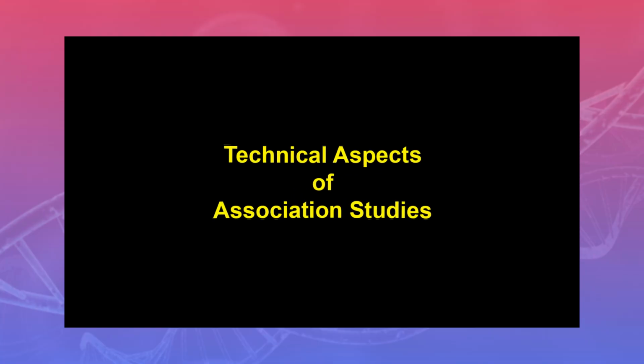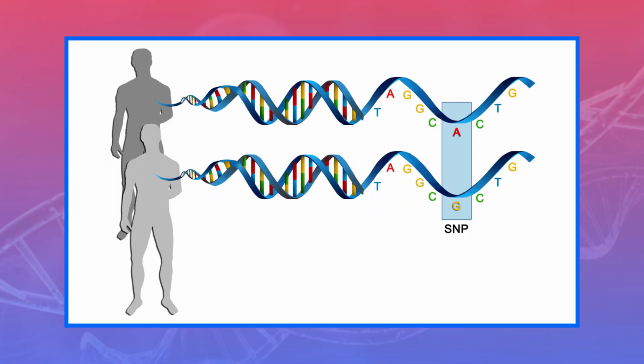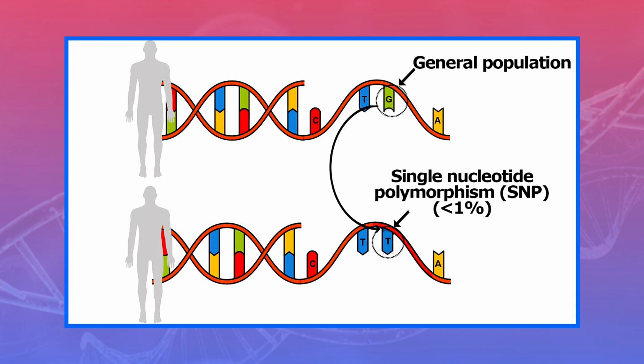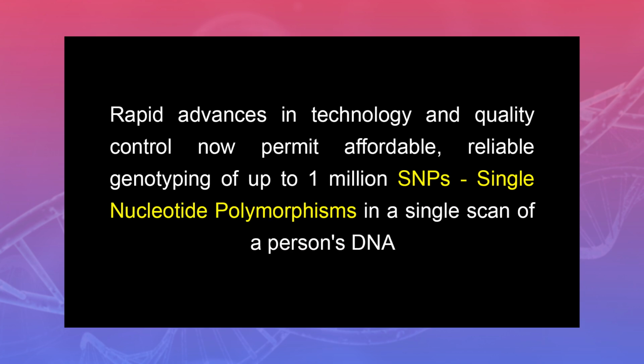Dear students, let's now discuss the technical aspects of association studies. Association studies build directly on recent efforts to map the patterns of inheritance for the most common form of genomic variation, the SNP. An estimated 10 million common SNPs with a minor allele frequency of at least 5% are transmitted across generations in blocks. This allows a few particular SNPs to capture the great majority of SNP variation within each block. Rapid advances in technology and quality control now permit affordable, reliable genotyping of up to 1 million SNPs in a single scan of a person's DNA.